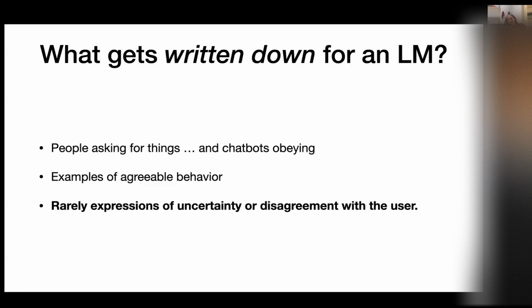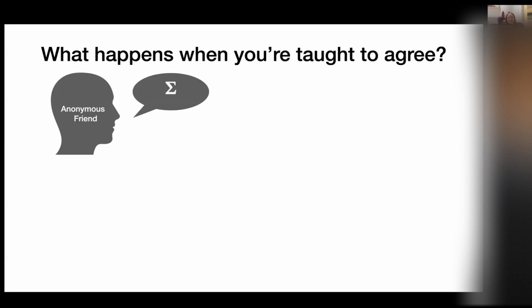Something we don't see too often in these kinds of training data is expressions of uncertainty: the chatbot saying, I don't know, disagreeing with the user, refusing to do something, except in very specific situations. You may have run into this if you've ever gotten a response from a chatbot saying, I'm sorry, but as an AI language model, I can't tell you how to build a bomb, right? Well, what happens when these models are just taught over and over again to be agreeable and to agree to everything?